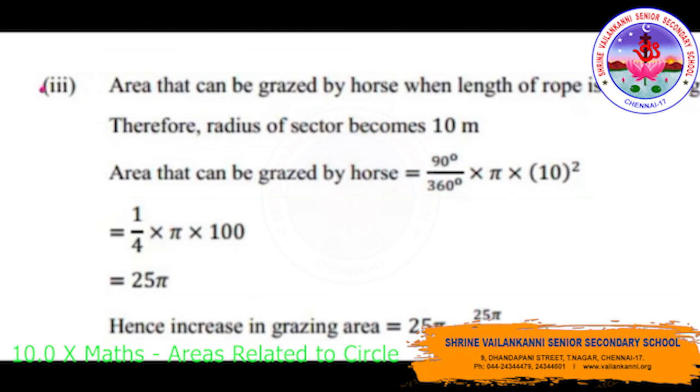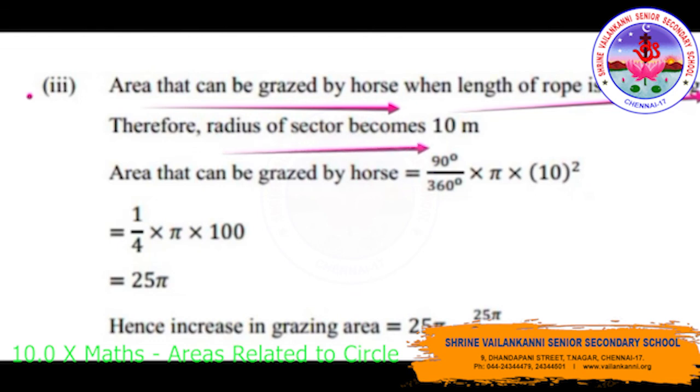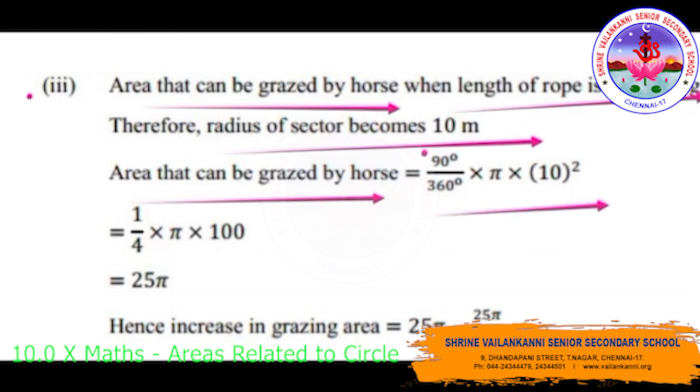Second subdivision, I want to find the area grazed by a horse when the length of the rope is changed from 5 meter to 10 meter. So here the radius of the sector changes to 10 meter. So area of the sector is theta by 360 into pi r squared, where theta is 90 degree, 90 by 360 into pi, r will be 10, so it is 10 square. So simplifying 90 by 360, I will be getting 1 by 4 into pi. 10 square becomes here 100.